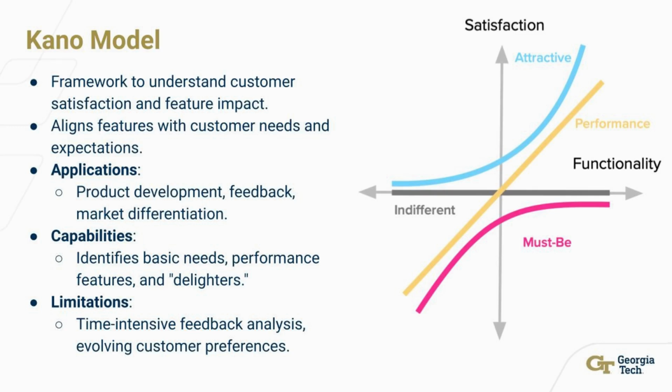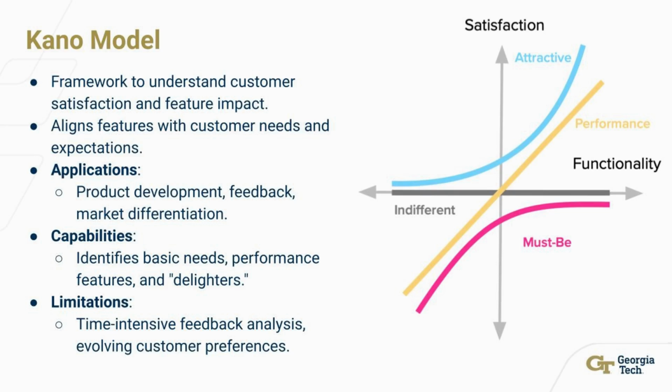In product development, the Kano model helps prioritize features that maximize customer satisfaction. For instance, during the design phase of a new product, the model guides decisions on which features to include based on their expected impact. It's also used to analyze customer feedback, identifying areas where improvements will have the greatest effect.